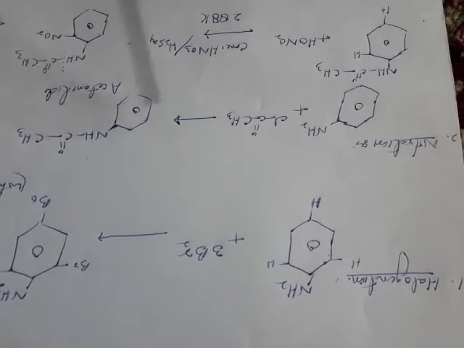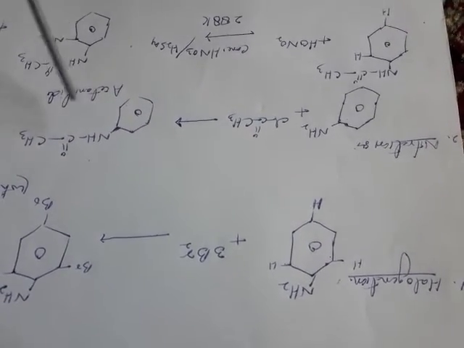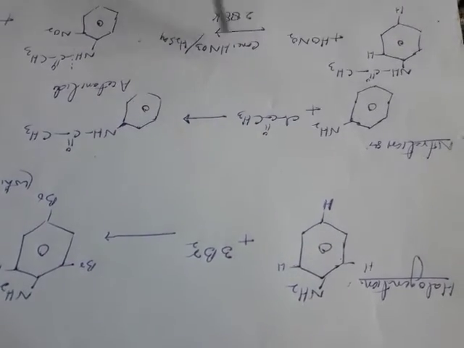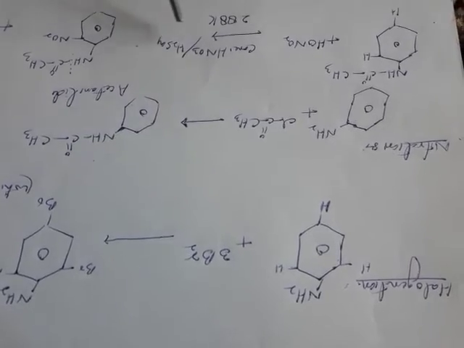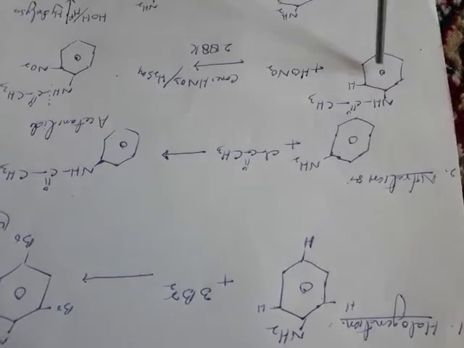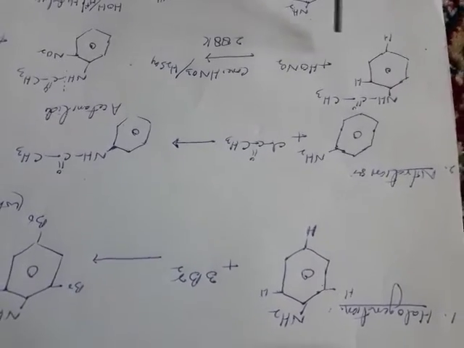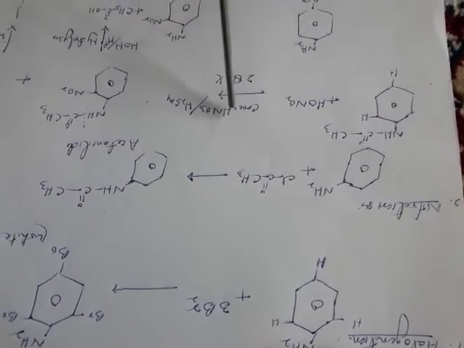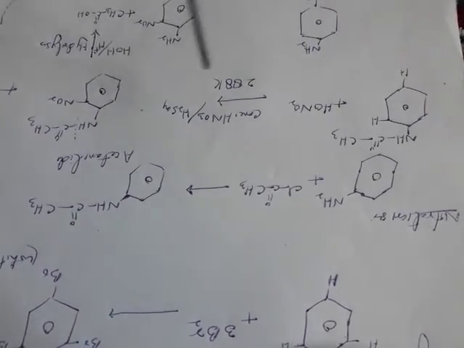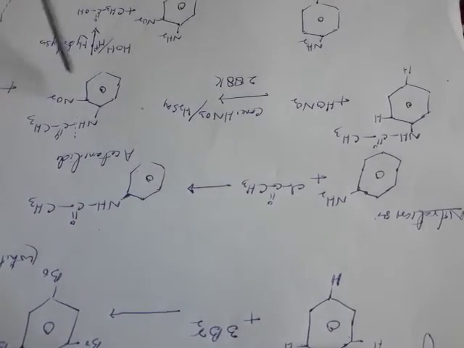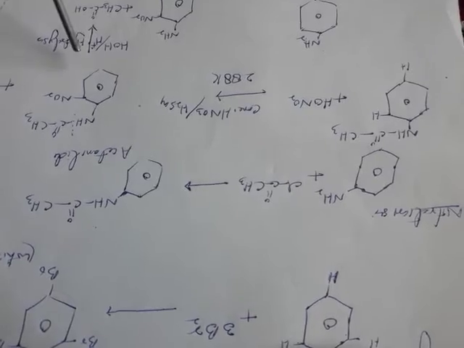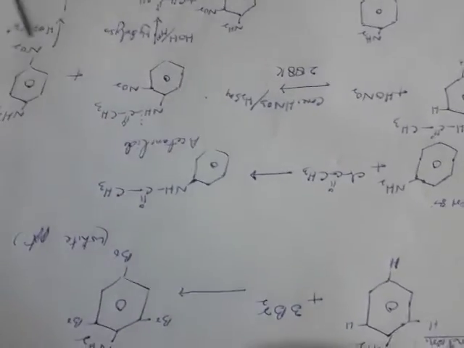After acetylation, the acetanilide that is obtained can now be easily nitrated using a mixture of concentrated nitric acid and concentrated sulfuric acid. This is acetanilide, or N-phenyl ethanamide. When it is treated with this mixture at a temperature of 288 Kelvin, we get a mixture of o-nitroacetanilide and p-nitroacetanilide.